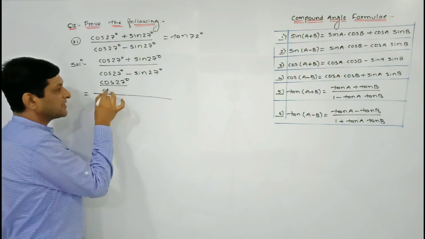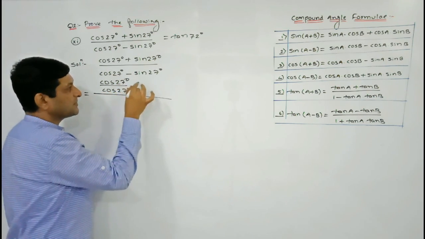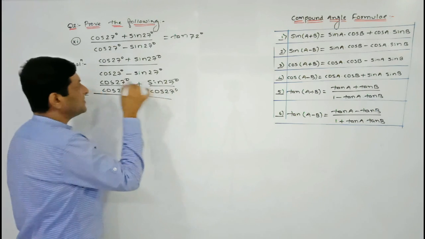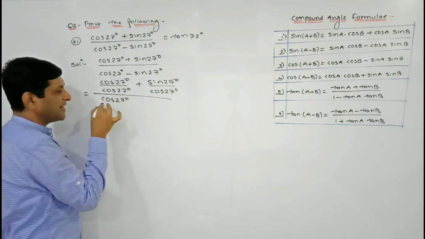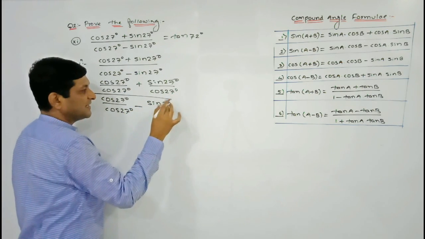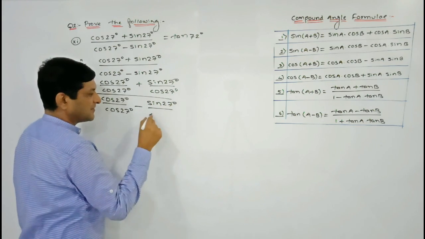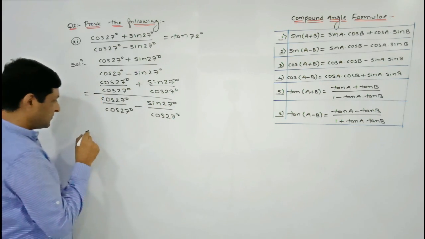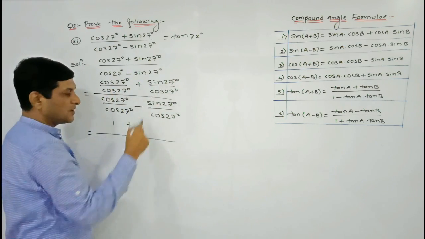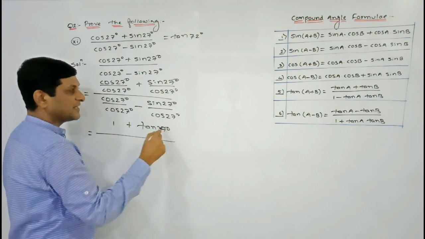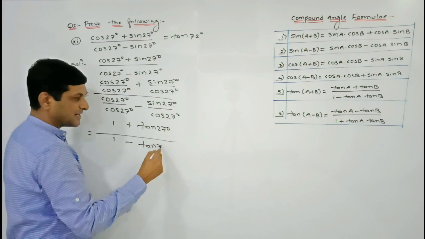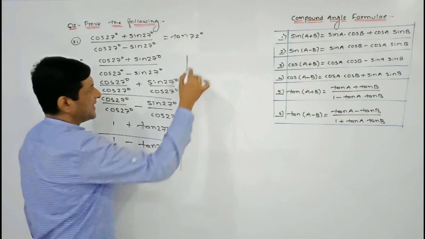So what will we get in the numerator? Cos 27 degrees upon cos 27 plus sin 27 degrees divided by cos 27 degrees. As we are dividing the numerator by cos 27, divide the denominator also by cos 27 degrees. So here we will get sin 27 degrees divided by cos 27 degrees. Now let us simplify it. Here cos and cos will get cancelled, the remaining term is 1 plus sin upon cos, which will be equal to tan 27 degrees. Here cos and cos will get cancelled, minus, keep it as it is, sin upon cos will be equal to what? Tan 27 degrees.